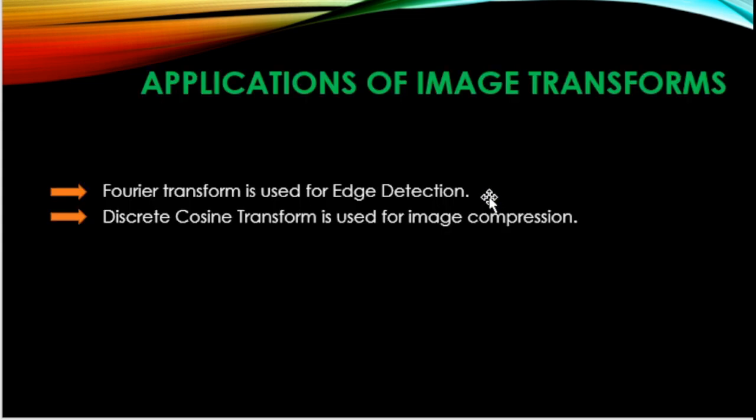So what is the application of image transformation? As we know, we have two types of image transformation. First is Fourier transform and second is discrete cosine transform. First, Fourier transform is used for edge detection, meaning to make the edges appear in a fine form, and it works on the edges of the image. And second is discrete cosine transform, which is used for image compression, meaning it is used to reduce the size of any file.